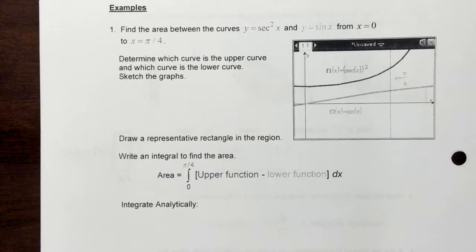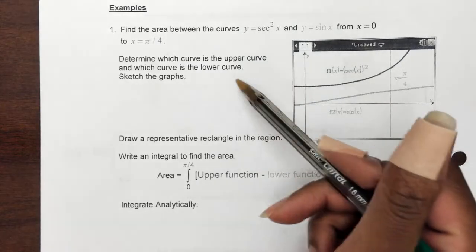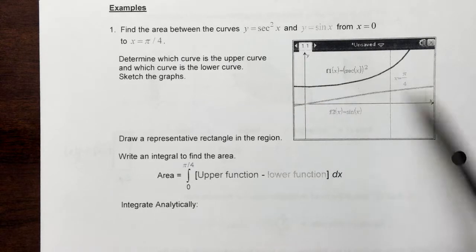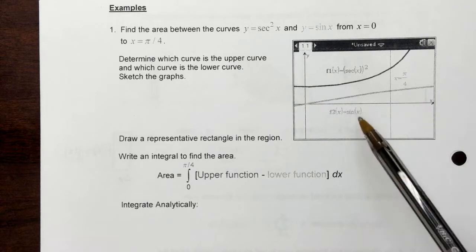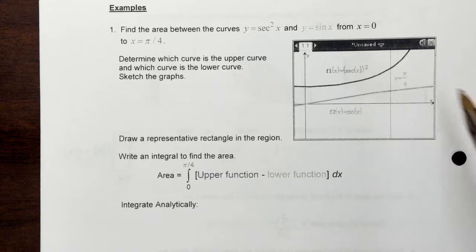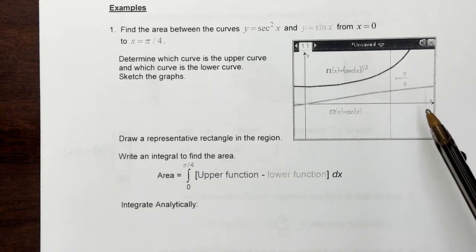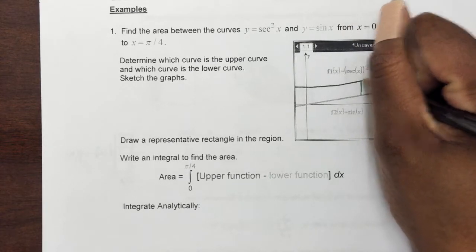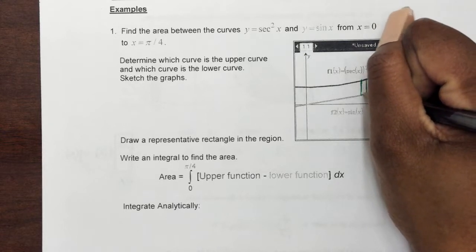So our first example, we want to find the area between the curves y equals secant squared x and y equals sine x from 0 to pi over 4. So our first step is to determine which curve is the upper curve and which curve is the lower curve and sketch the graphs. So using a calculator, just plugging in secant squared x and sine x, you can see that secant squared x is the upper function and sine x is our lower function.